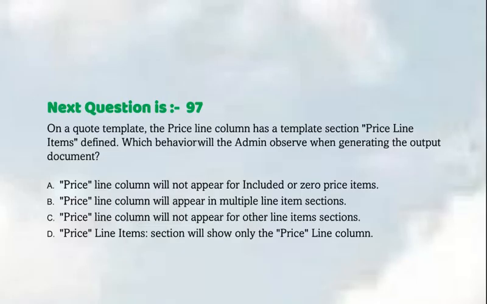Option A. Price line column will not appear for included or zero price items. Option B. Price line column will appear in multiple line items sections. Option C. Price line column will not appear for other line item sections. Option D. Price line item section will show only the price line column.